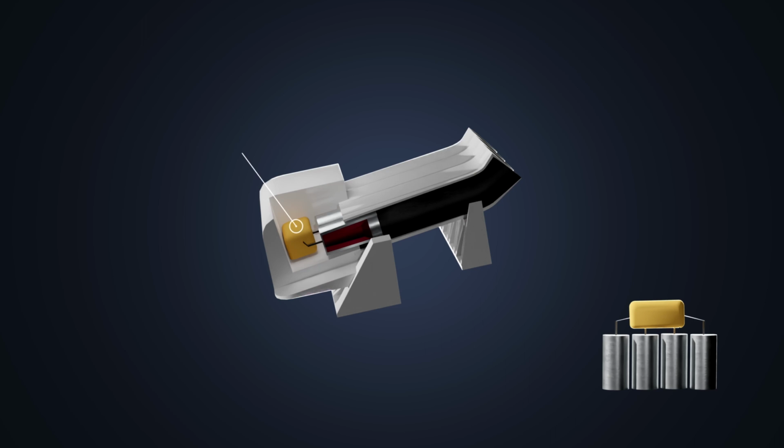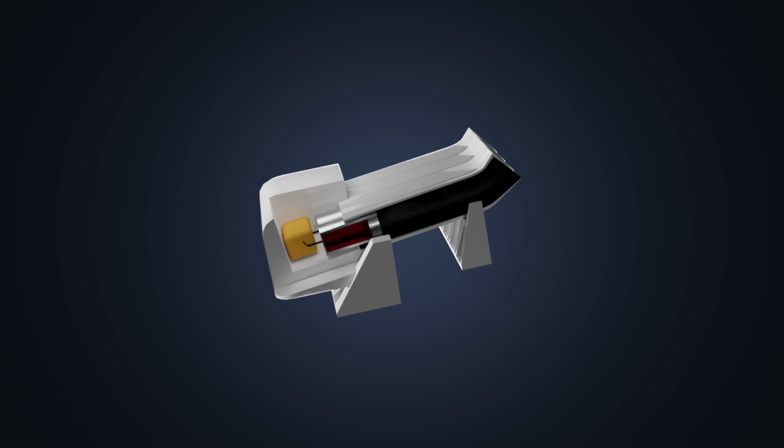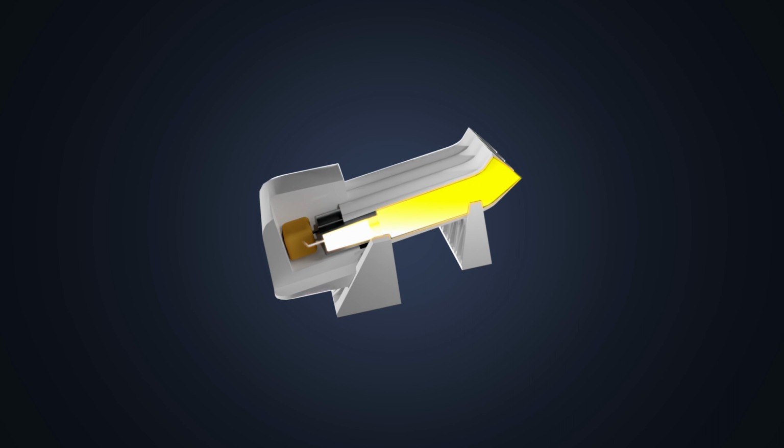There is a detonating fuse manifold. From the manifold, a fuse is connected to each motor. The propellant used in each motor is the same composition as that of SRB propellant. The detonating fuse manifold ignites the fuses, which then ignites the propellant, creating enough thrust to push the SRB away.